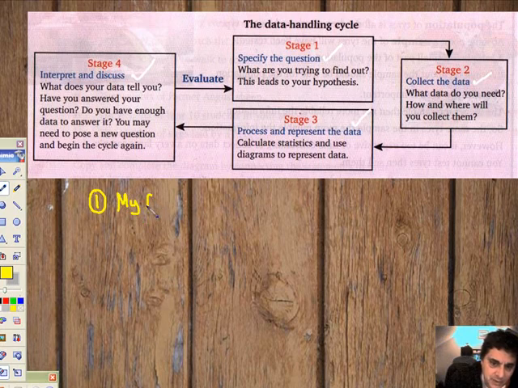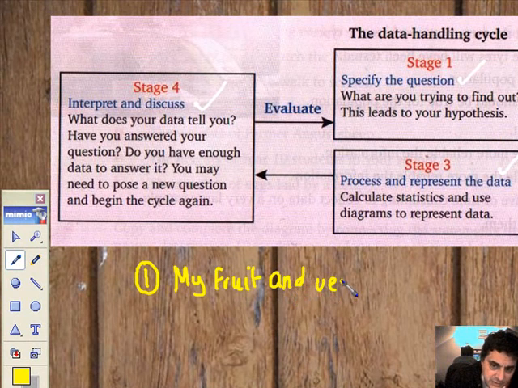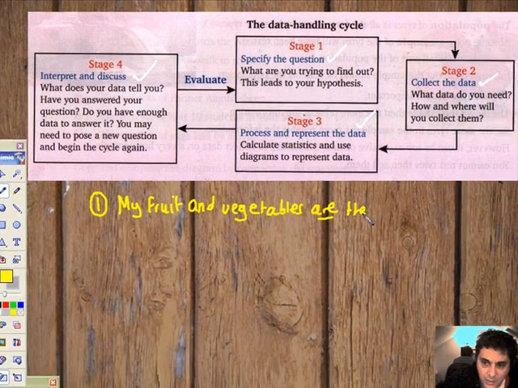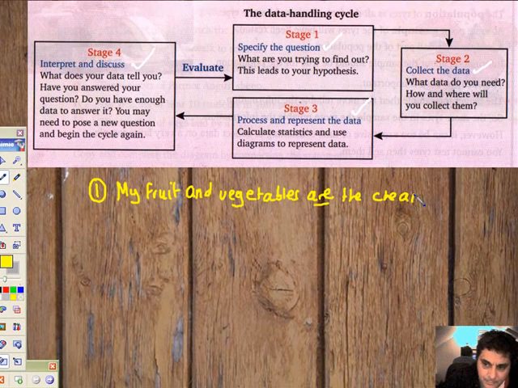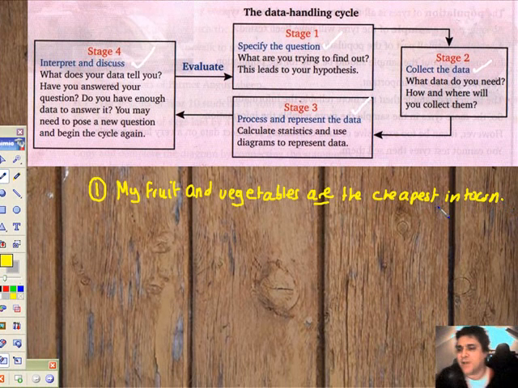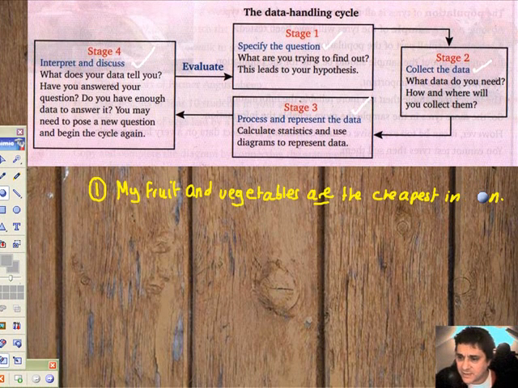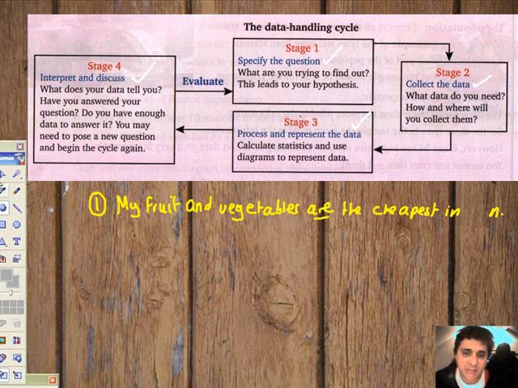My fruit and vegetables are the cheapest in town. Alright, now this shop owner, this hypothetical shop owner, is just making a hypothesis. It doesn't have to be, let's make that a little bit clearer, it's not too clear, is it? He's making a hypothesis, he's stating something. It doesn't have to be true, but he is about to investigate it.